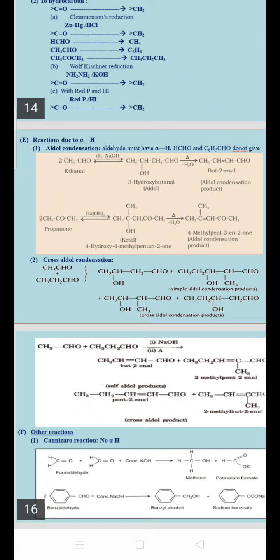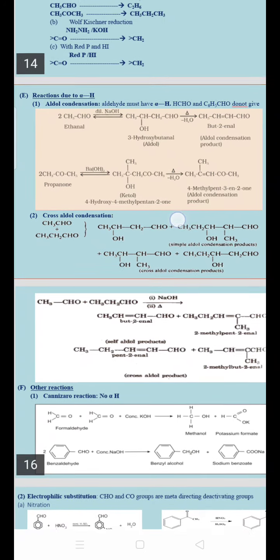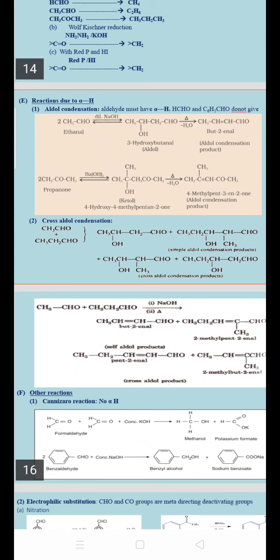Alpha hydrogen is present in both aldehyde and ketone. It is acidic in nature, so they react with alkali. What was the alkali used in aldol condensation? For aldehyde we used sodium hydroxide, and for ketone we used barium hydroxide. We got an aldol condensation product. So upon reaction of aldehyde and ketone with alkali, we got aldol and ketol respectively.